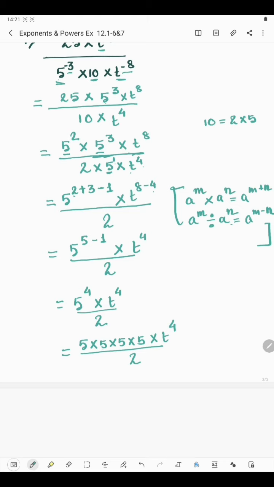Now 5 5s are 25. 25 multiplied by 5 is 125. 125 multiplied by 5: 5 5s are 25, 5, 2 carry, 5 2s are 10, 10 plus 2, 12, 1 carry, 5 1s are 5, 5 plus 1, 6. So it's 625 multiplied by t to the power 4 divided by 2. Okay.